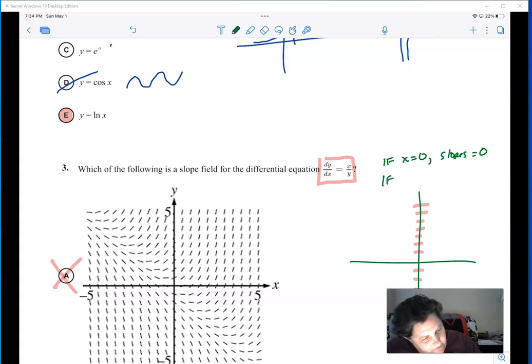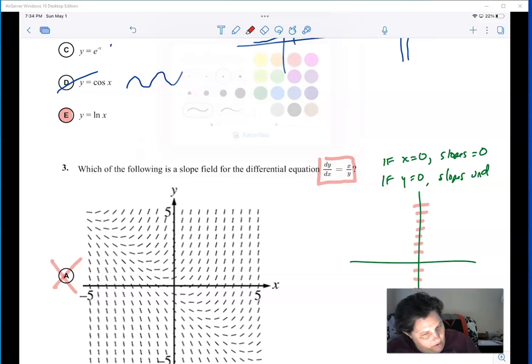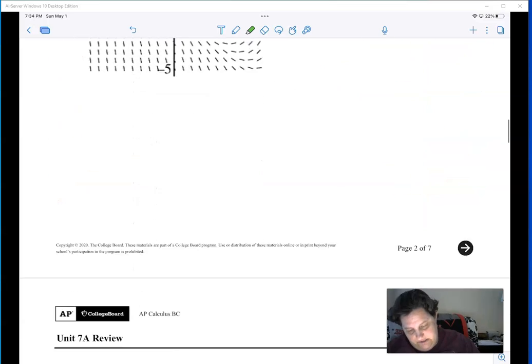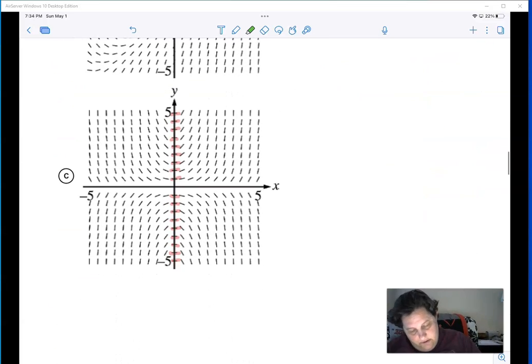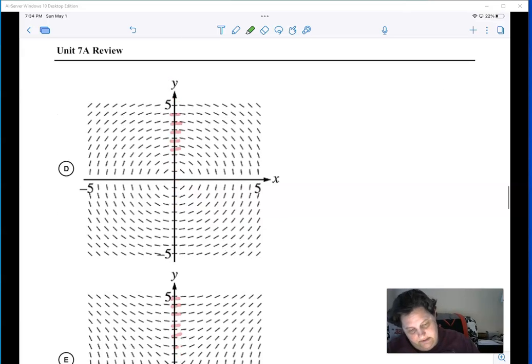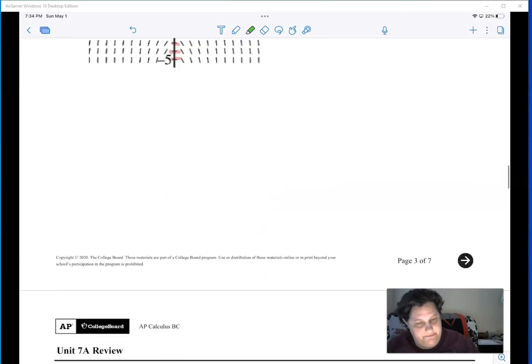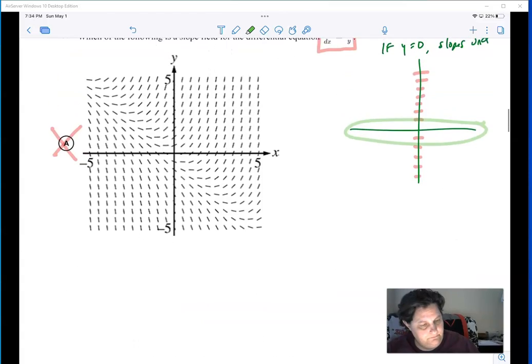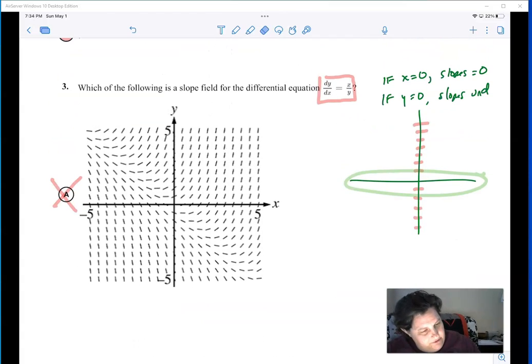How about if y is 0, the slopes are undefined, which means you don't write undefined like that, you just don't write it. So what that means is that all along here, there shouldn't be any slopes. Okay, C doesn't have any. D doesn't have any. Oh, well, that helped me not at all. All right. Okay, so let's think about more stuff.